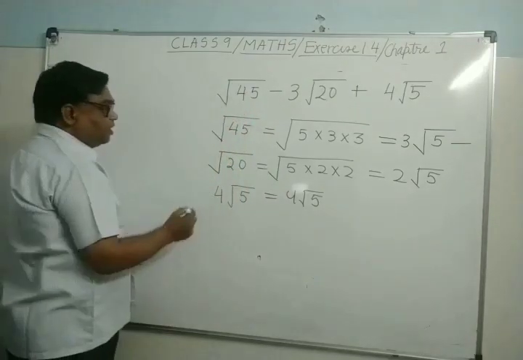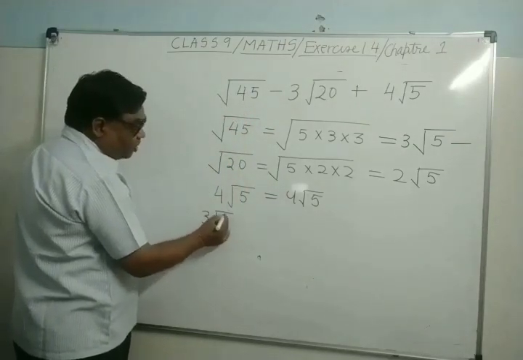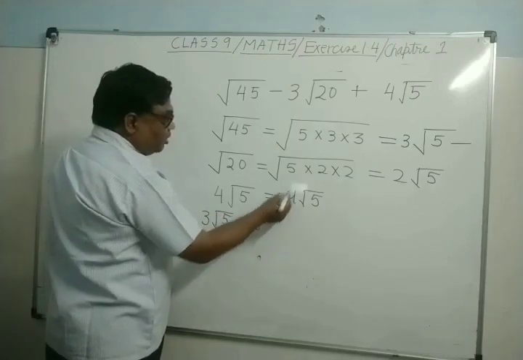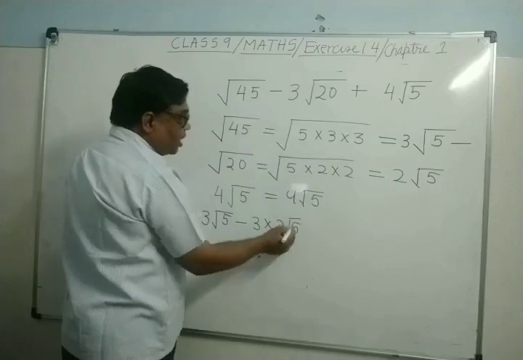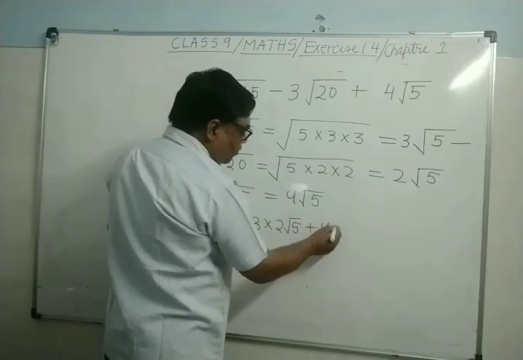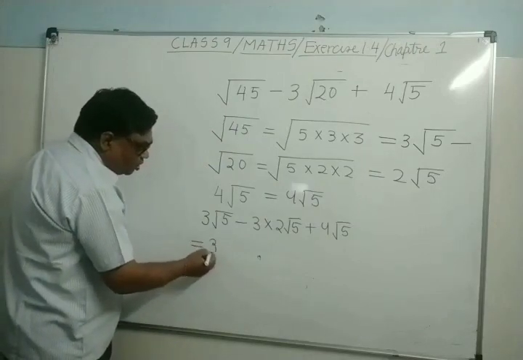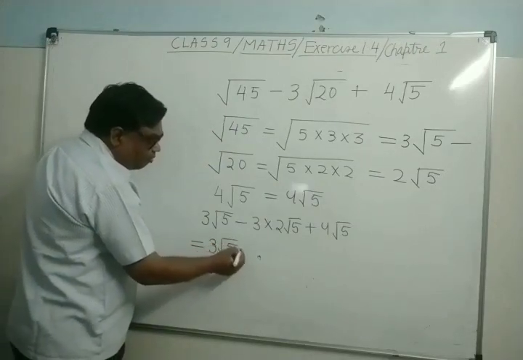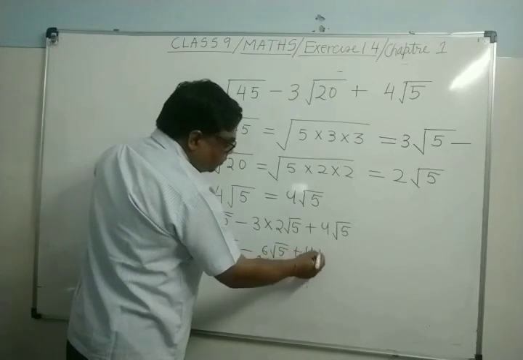Now you write there. In place of root 45, what will you write? 3 root 5, minus 3. In place of root 20, 2 root 5. And that is 4 root 5. When you further simplify, it will be equal to what? 3 root 5 minus 6 root 5 plus 4 root 5.